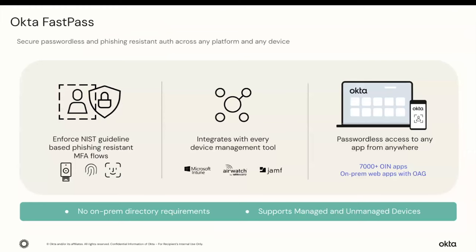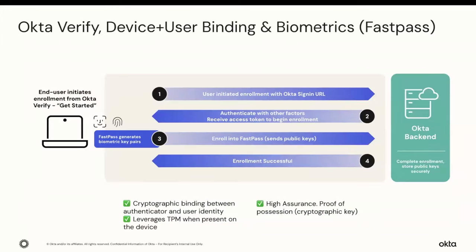What I would like to highlight, aside from the benefits of FastPass, is first, we actually follow the NIST recommendation for a very strong phishing-resistant authenticator. It is integrated with device management tools as well, so you can leverage device context. And it is also available on major devices, so on Mac, Windows, iOS, iPhone, and Android devices. What I want to zoom in on a little bit here is some of the internals, the mechanics of why it is phishing resistant.